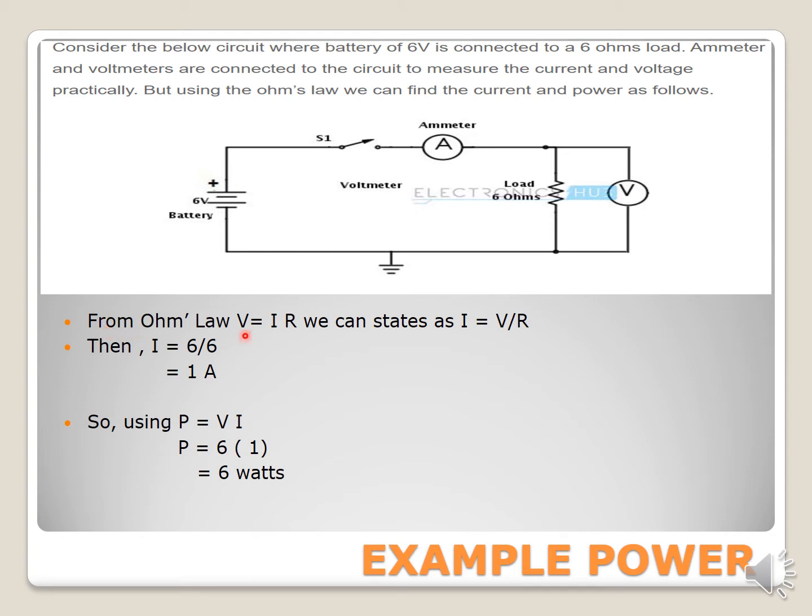From Ohm's law, V equal to IR, we can state as I equal to V divided by R. Then I equal to 6 volt divided by 6 ohms. Then we get 1 ampere. So using P equal to V times I, which is current, P equal to 6 volt times 1 ampere. So we get power 6 watts.